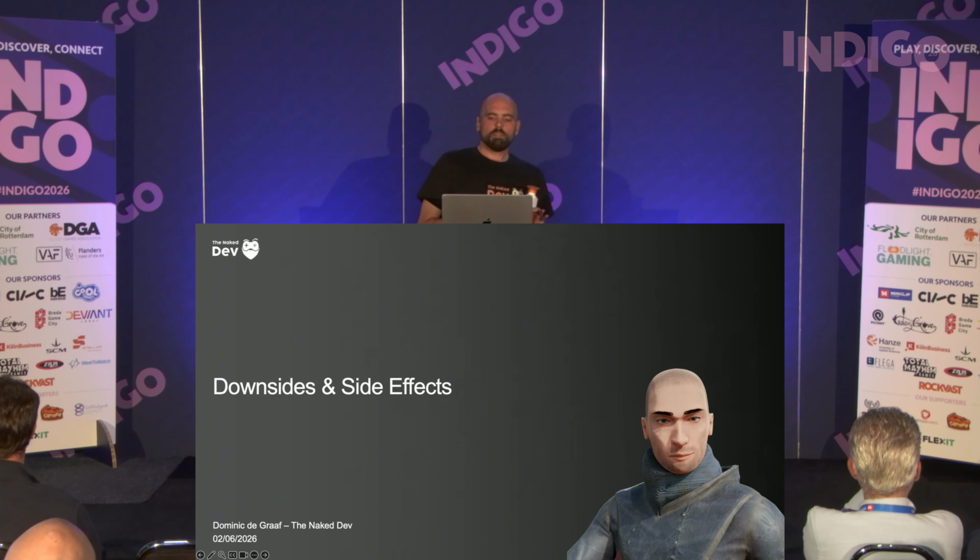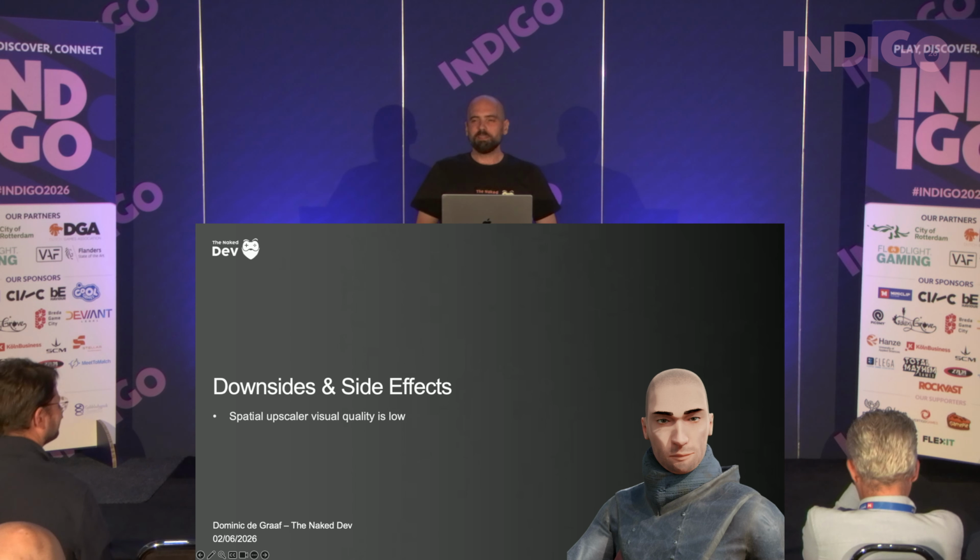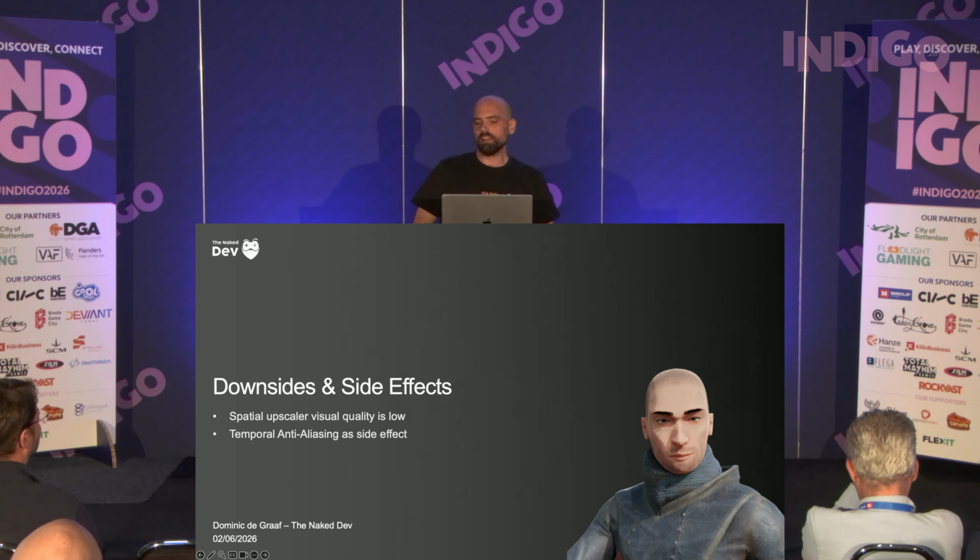So now that we know a little bit more about upscalers and how they work, what are the downsides and side effects of using an upscaler? Well, we already know spatial upscalers suck. For temporal and machine learning-based upscalers, it's a little bit more complex. One of the side effects of using a temporal upscaler is that using subpixel data over multiple frames and blending them into a high resolution upscaled output is a little bit the same as what temporal anti-aliasing also does, without the downscaling part, which is both a positive and a negative point.